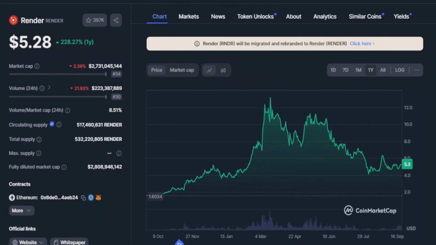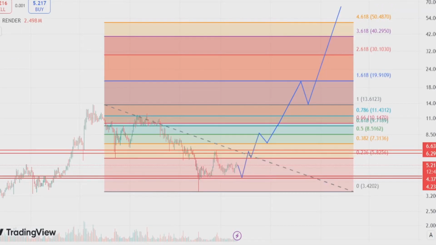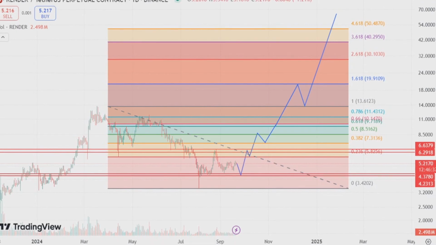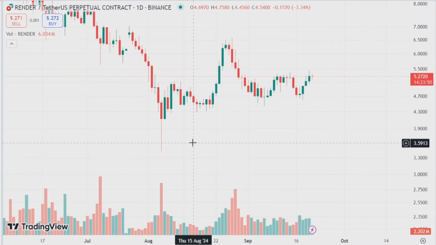My name is Doug and in today's video I'm going to explain to you why Render will go parabolic in the upcoming months and also give you my Render bull run top price prediction. Let's start this video off with what's actually going on with the Render price since my video last week.